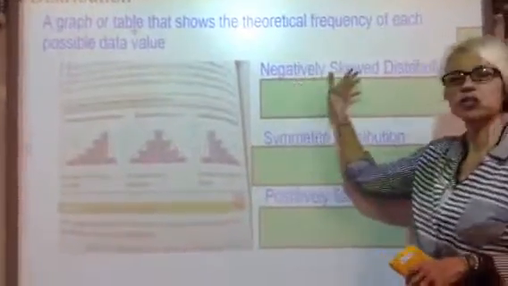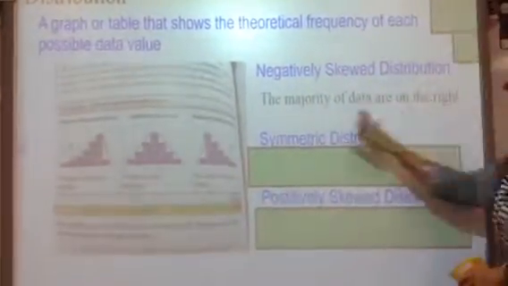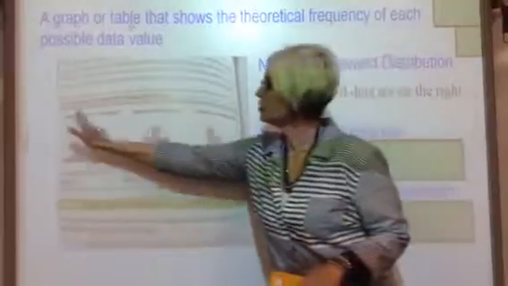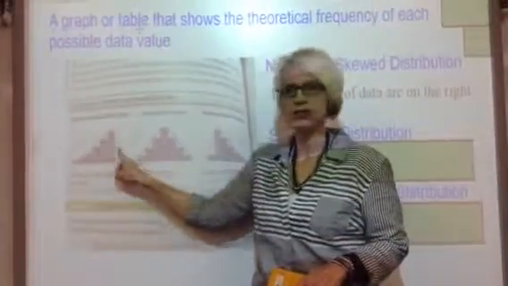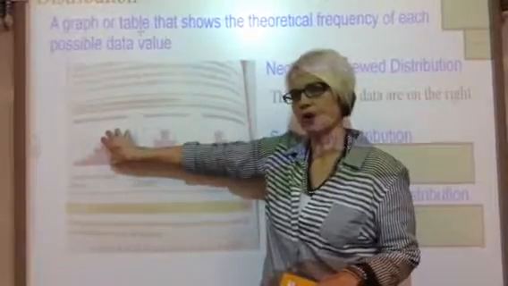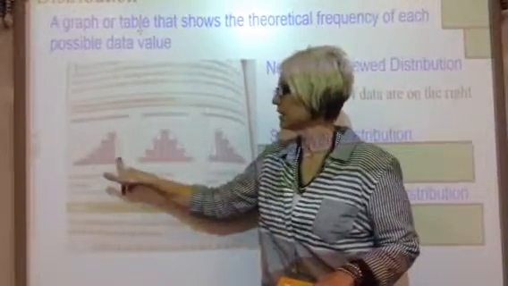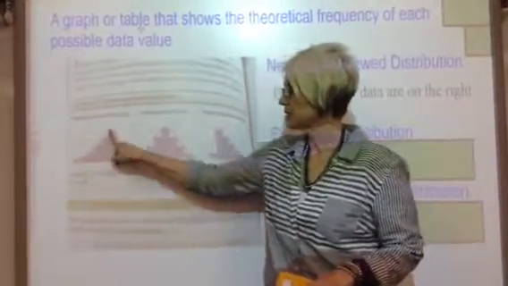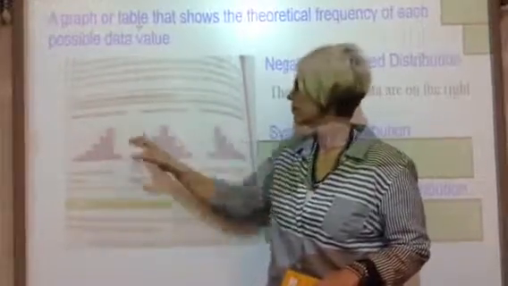A negatively skewed distribution is when the majority of data are on the right. So here's a picture of a negatively skewed distribution. Here's your histogram, and you see the towers where most of the data is gathered on the right. So we call that negatively skewed because it has a sweep up to the right.